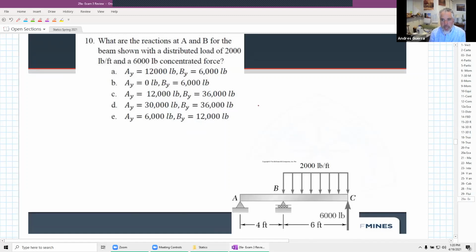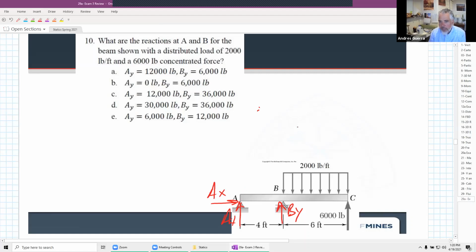Okay, number 10. We are asked, what are the reactions at A and B for the beam shown with a distributed load of 2,000 pounds per foot and 600-pound concentrated force? So this is just finding these reactions here, right? AY, we've got a BY right here. Got all of our applied forces. We'll have an AX as well.